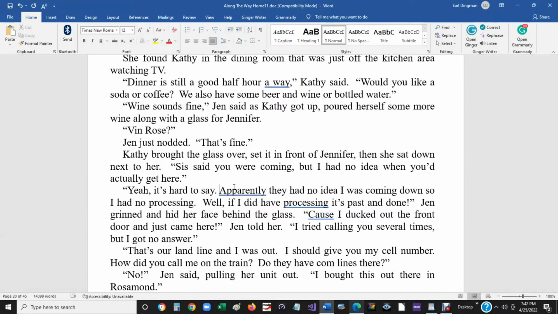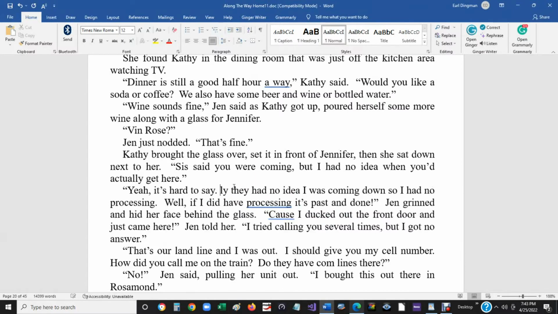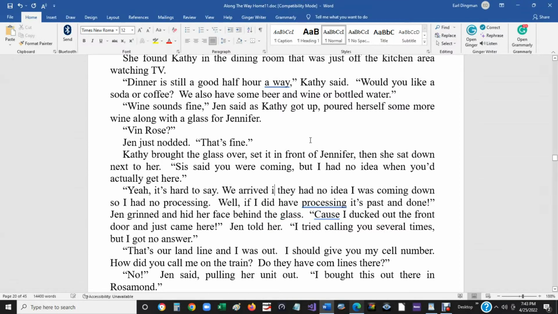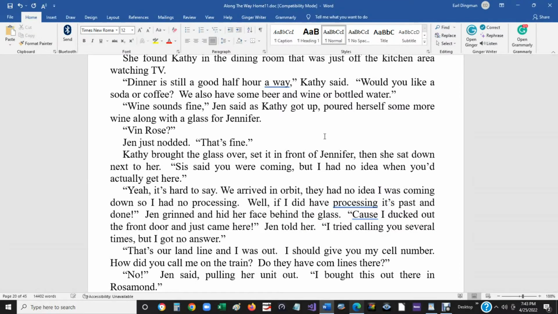And this, well, if I did have processing, it's past and done. I don't like that either. So we're shortening this whole paragraph. This is what editing's about. You take things out that don't help the story. You take things out that just bog the reader down.